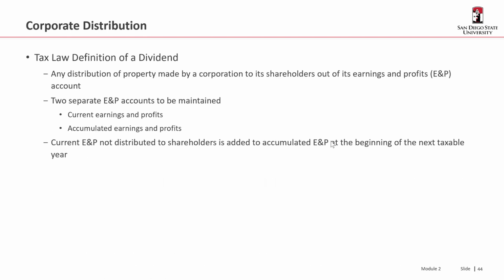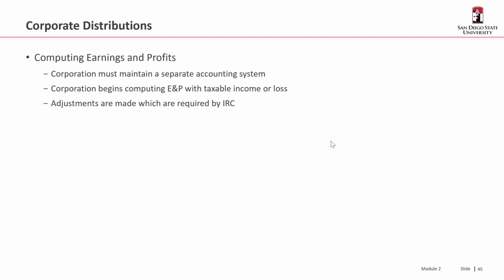So current E&P not distributed to shareholders is just added to accumulated E&P on the first day of the following year. So to the extent you generate current earnings and profits and you make no distributions, what happens is you just take those and add them to accumulated earnings and profits at the start of the next taxable year.